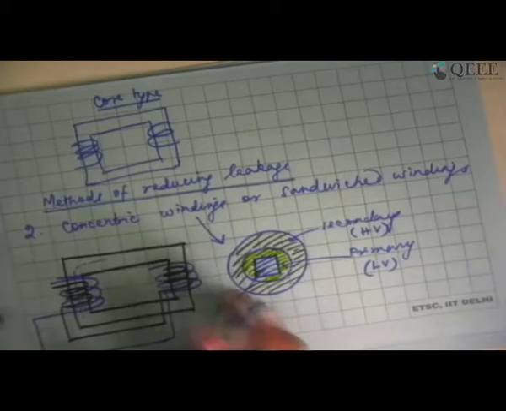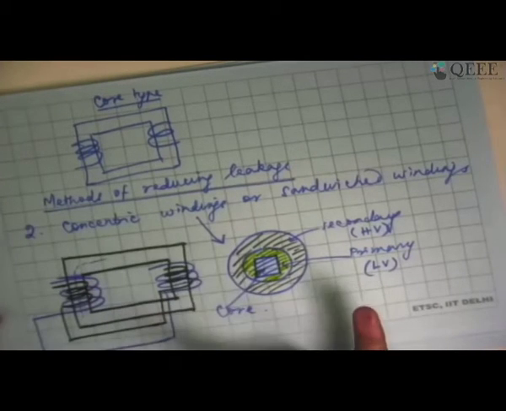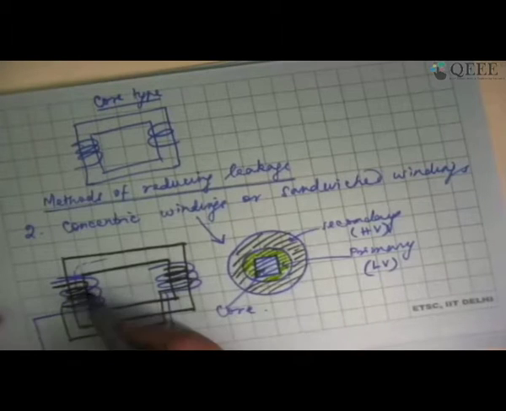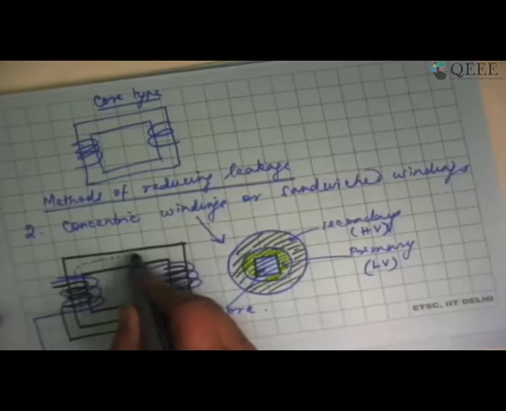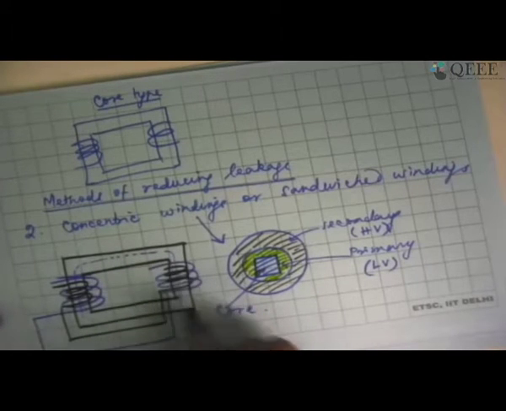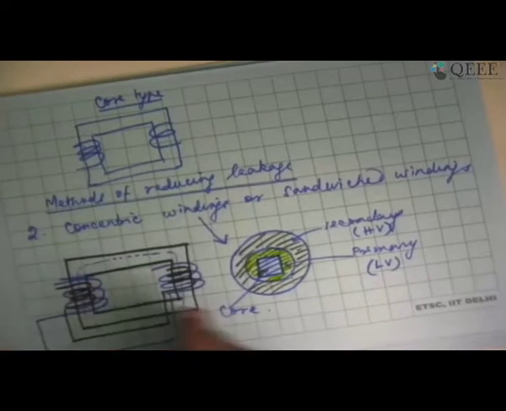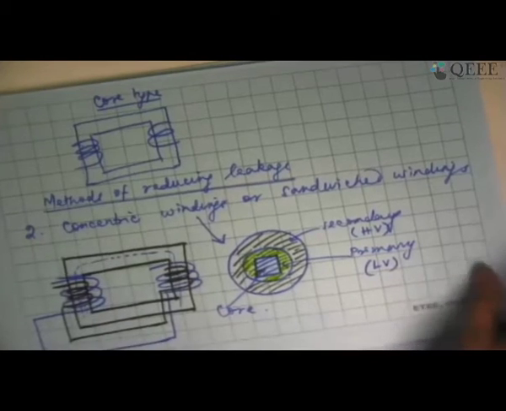The leakage flux is whatever links only the primary or secondary. If it links both of them, I will not call it leakage. So this is essentially going to minimize the leakage or the flux which will link only with the primary or secondary. On the other hand, sandwiched winding is, let me show it in shell type construction.